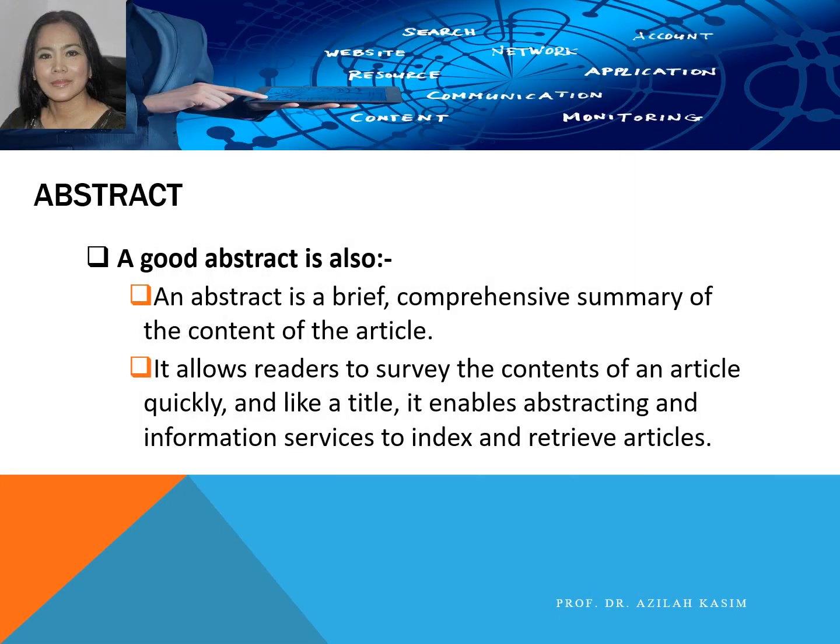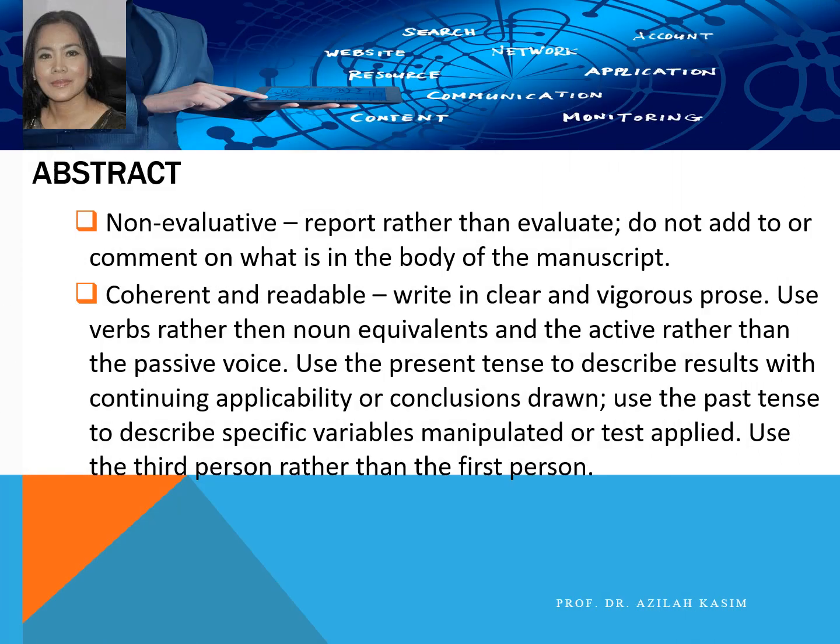An abstract is also non-evaluative, meaning it does not add comment on what is in the body of the manuscript. It is not very detailed. It just gives what is there, but the details the reader can only find in the actual report itself. An abstract also has to be coherent and readable. Coherent means from A to Z it is talking about the same thing. It does not confuse people who are reading it.